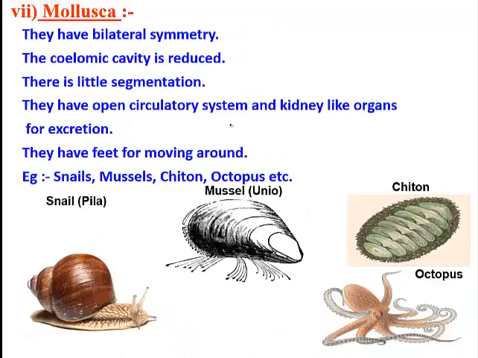It's called Mollusca. Physically, we can distinguish them by the hard shell produced over the body. Most of these have hard shells, except the octopus, a purely water-based organism. Here you can see bilateral symmetry. The coelomic cavity is much reduced, they have little segmentation, and an open circulatory system. Kidney-like organs are produced for excretion. The foot or false foot is useful for moving around. Examples are snails, mussels, chiton, octopus, etc.